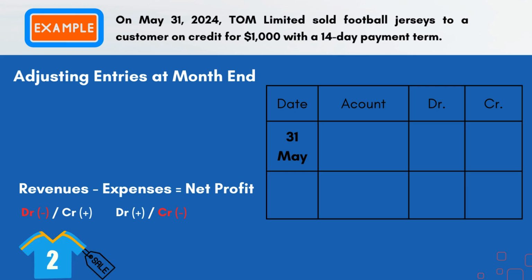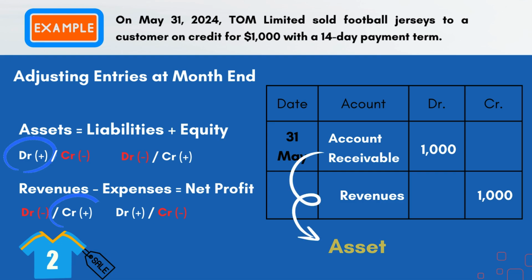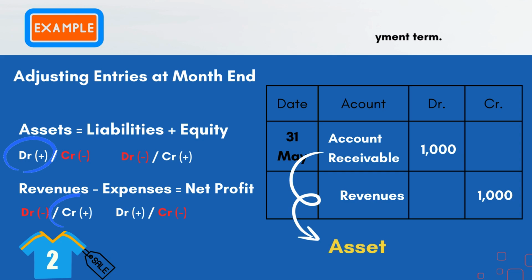In this case, on May 31st, 2024, we credit the sales account for $1,000 to reflect the revenue earned from the sale. Additionally, we debit the accounts receivable account for $1,000. This action increases the accounts receivable balance, which represents the amount of cash we expect to receive from the customers in the future. Accounts receivable is considered an asset on the company's balance sheet.